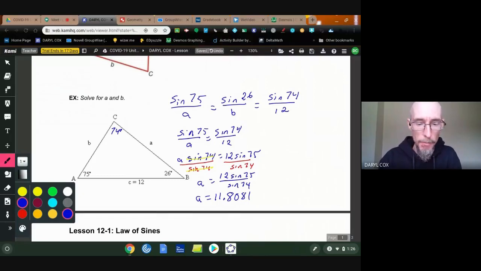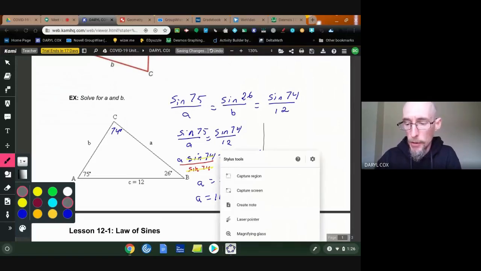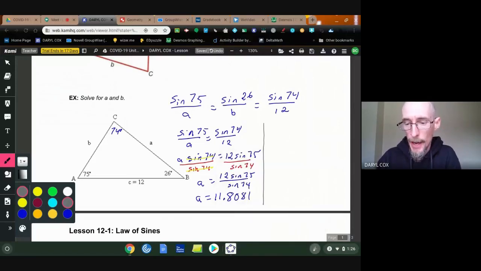Now, what about B? We've still got to get side B. So I'm going to break this apart here and do side B. With B, I'm going to do the same thing. Now, I now have A, so I could substitute that into here. But remember, we rounded this, and one rounding is going to lead to an error later on. So instead of using something I found, plus, what if I did something wrong, right? I'm going to set these two equal to each other. So when I do that, I'm going to get the sine of 26 over B equals the sine of 74 over 12.